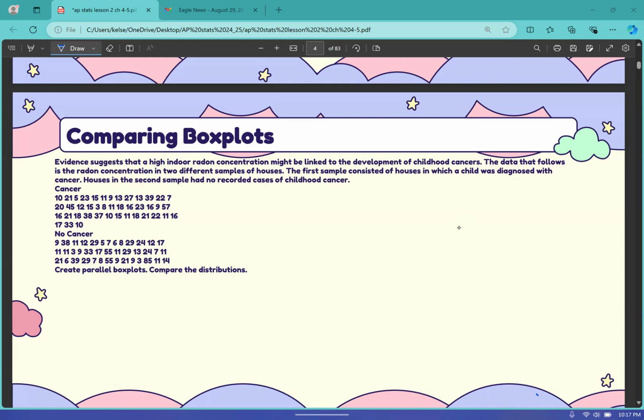We're going to go through our lesson for today. We're going to be continuing on comparing, and then we're going to look at a couple of things about outliers, and then we're going to do a new type of graph called an ogive, and we'll get to see that here in just a moment.